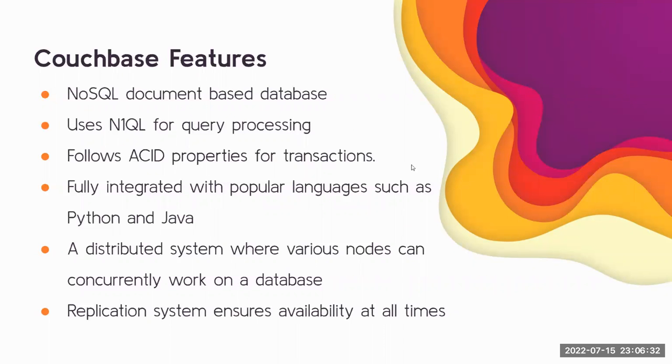Some of its features are that it is a NoSQL document-based database. It uses N1QL for query processing. It follows ACID properties for transactions. It's fully integrated with popular languages such as Python and Java. It's a distributed system where various nodes can concurrently work on a database. And its replication system ensures availability at all times.